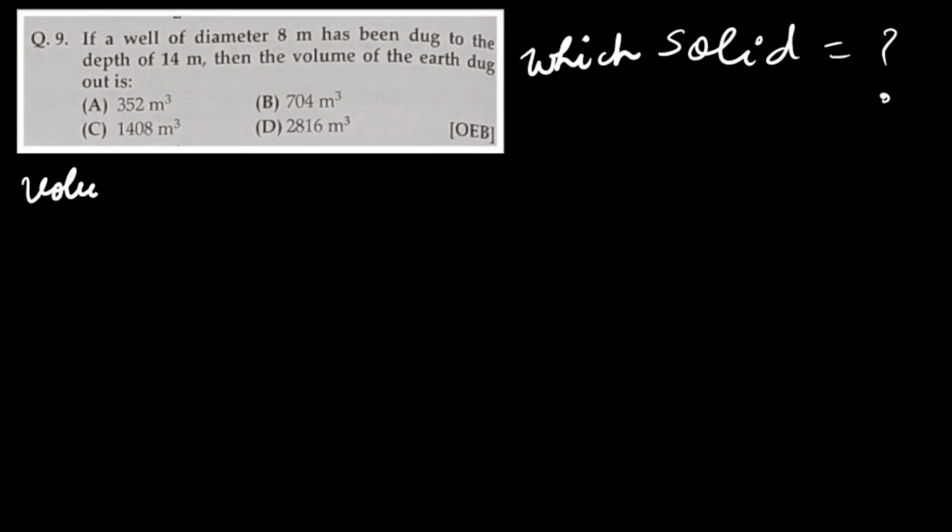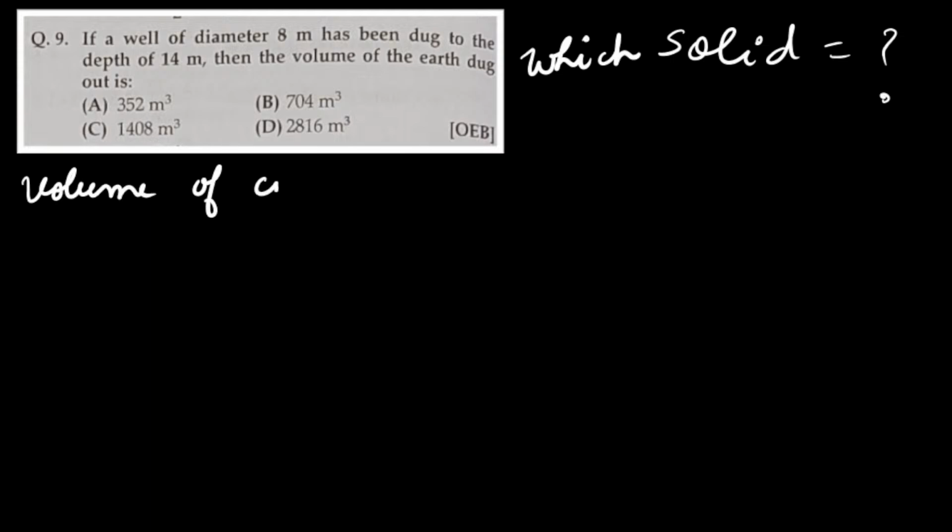First of all, which solid will this be? Which type of solid in this situation? If you know the solid, then only we can apply the formula accordingly. So three types of solids we are doing: cylinder, cone and sphere. In this situation, which type of solid? Yes, it is a cylinder, a hollow cylinder. That means we have to find the volume of the cylinder.